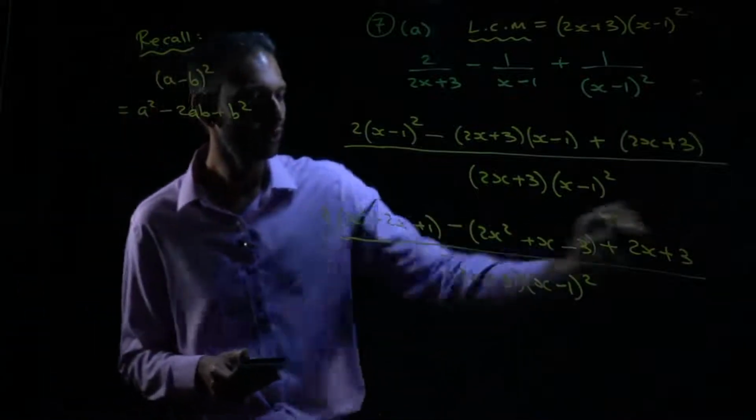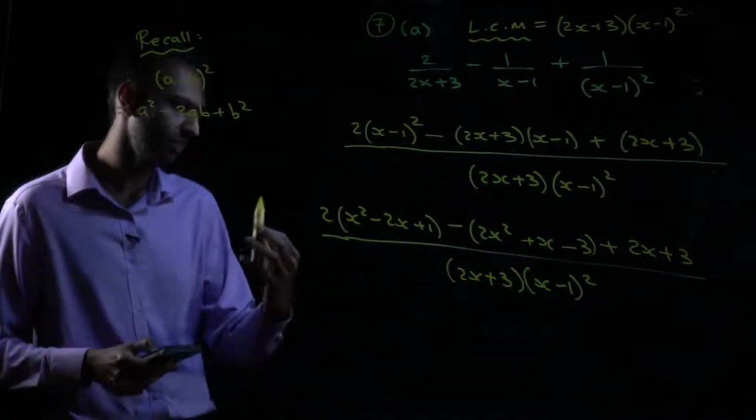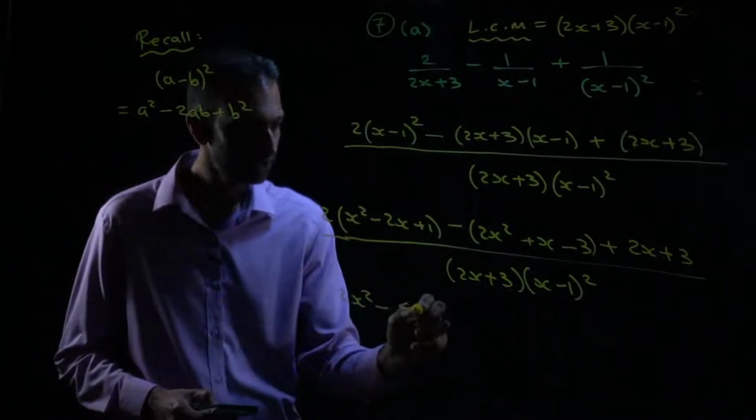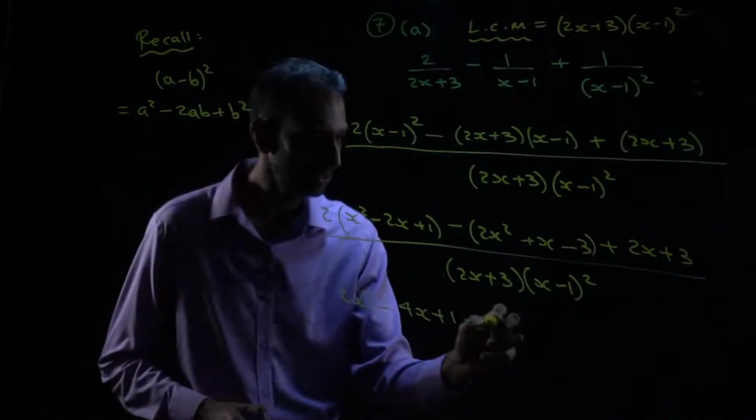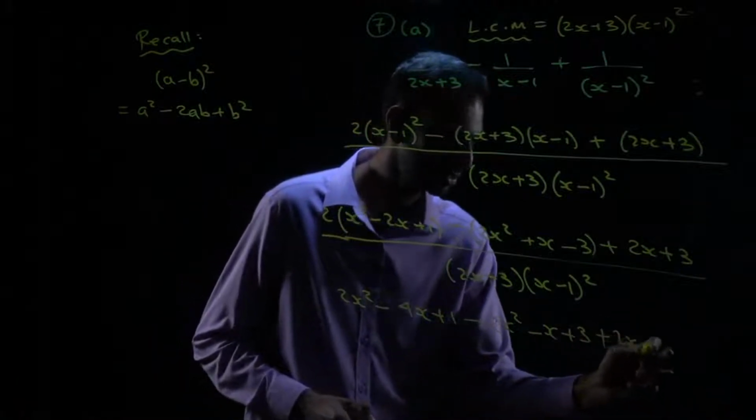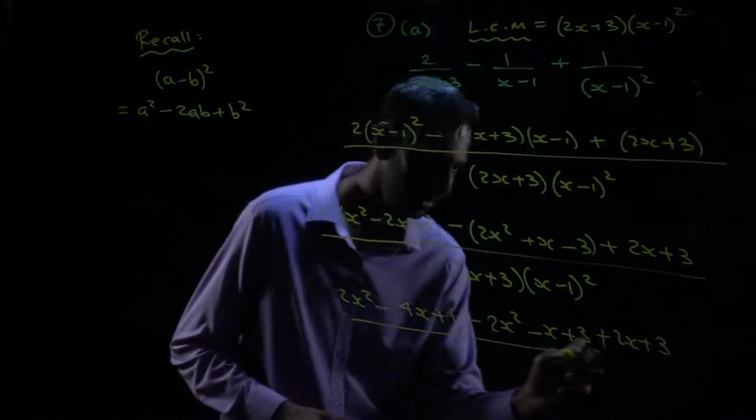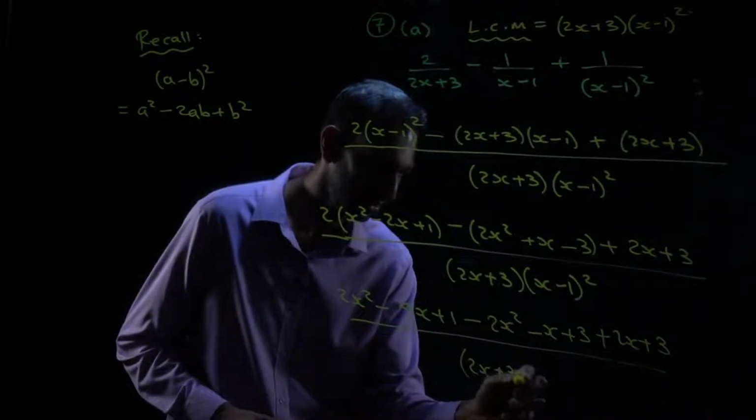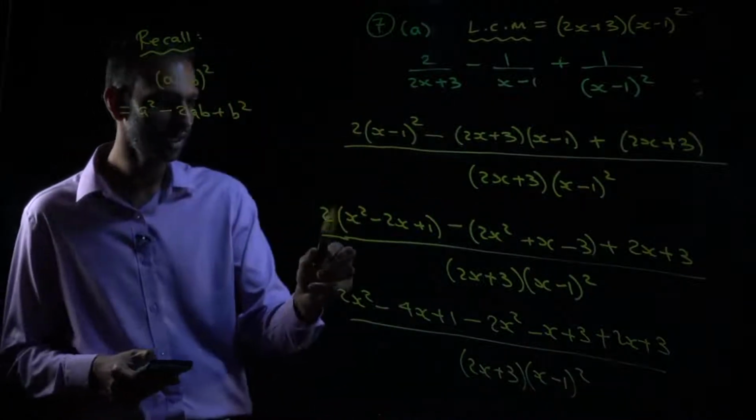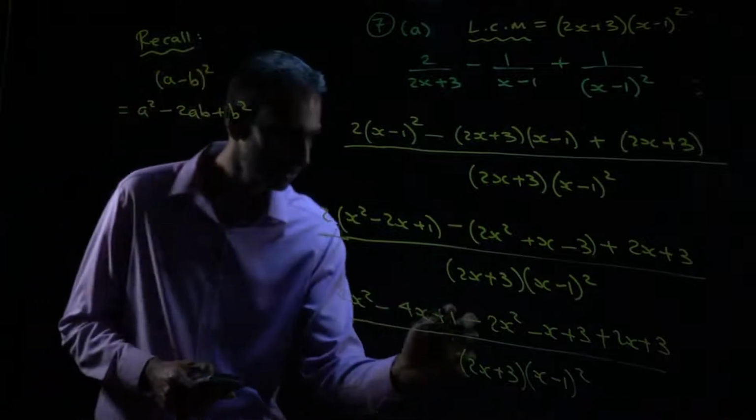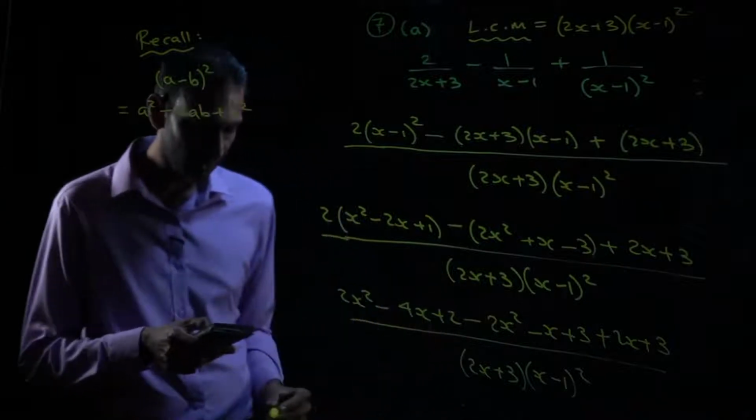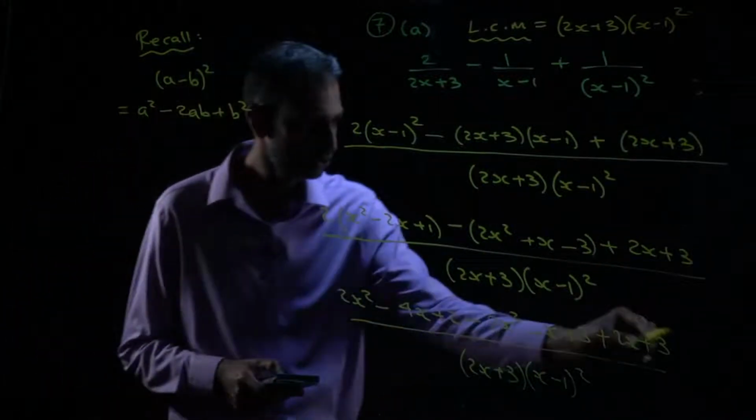Now, we need to remove all the brackets, so we need to expand basically. We've been doing that right from the second step. So 2x squared minus 4x plus 1 minus 2x squared minus x plus 3 plus 2x plus 3 divided by 2x plus 3 times x minus 1 to the squared. We can just check the solution again. 2x squared minus 4x squared. You see, I missed the 2 here, so it's good that we check again. Plus 2 minus 2x squared minus x plus 3 plus 2x plus 3.